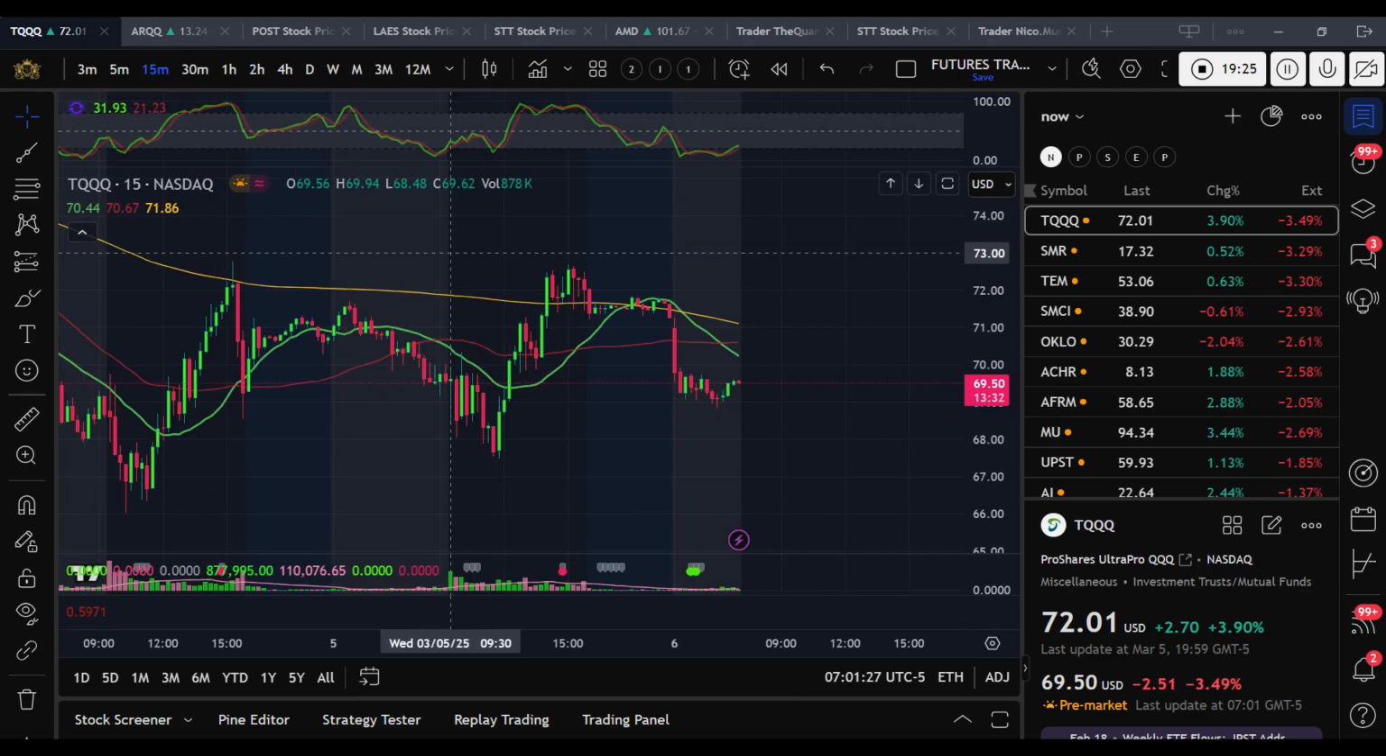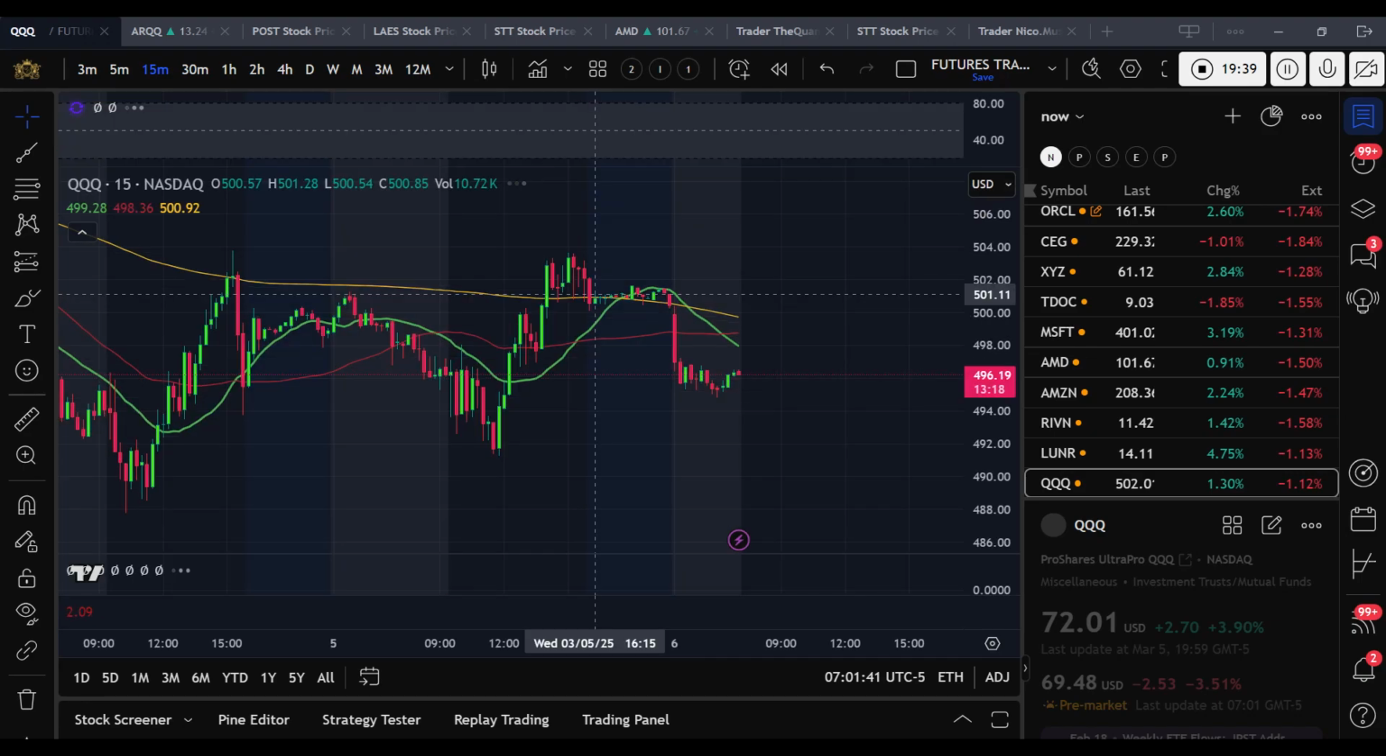Let's see if it aligned yesterday. It did exactly what QQQ did, where it rocked back and forth until it eventually gave a decent low and then reversed. And this is exactly what QQQ did yesterday.